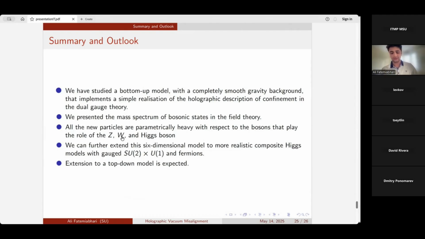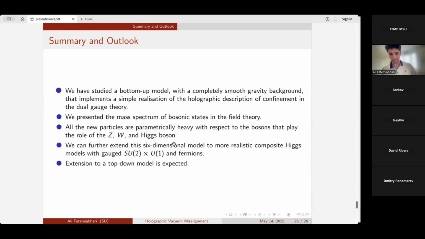So the obvious aim would be, instead of gauging SO4, gauging SU2 cross U1, and also possibly including the fermions. The fermions are more complicated, whether they will go inside the bulk of the gravity or they will just be introduced on the boundary. And there have been vast studies for the inclusion of the fermions in the QCD standard model, and there are different perspectives on what should be done.